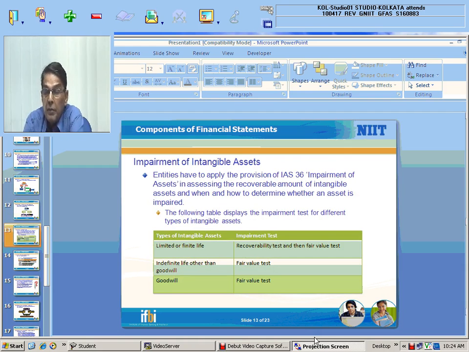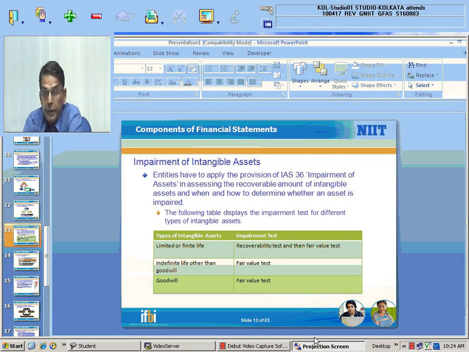Now we come to what is called impairment of intangible assets. What does impairment mean? We'll talk about impairment; there is a session on impairment under IAS 36. But impairment basically means whenever an asset's carrying value in the books is more than its recoverable or fair market value, then you say the asset is impaired. You are carrying an asset in your books at a certain value, but if the fair market value of the asset at any point of time is less than the carrying value, then the asset is impaired and there is an impairment loss.